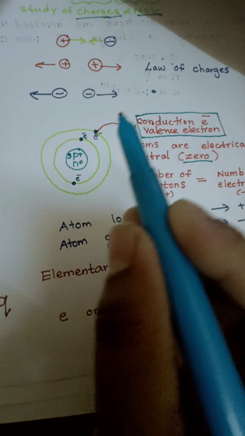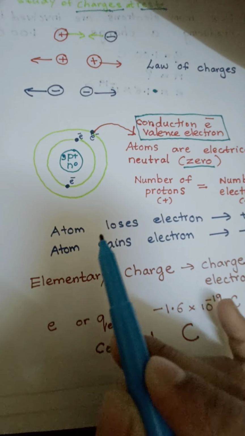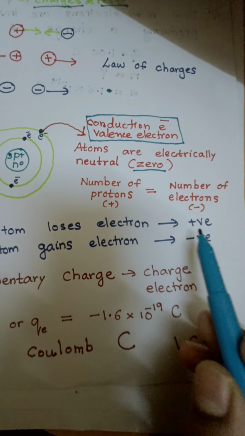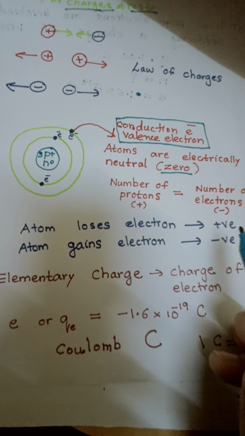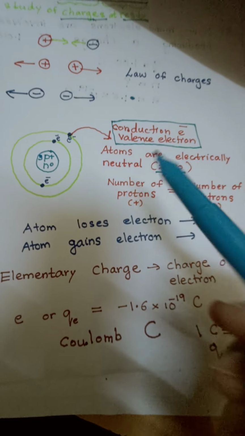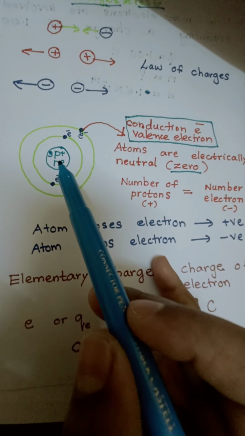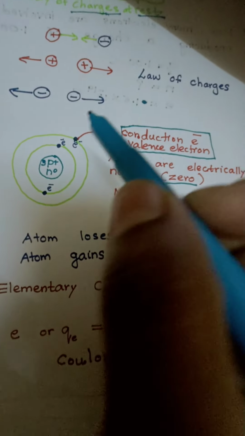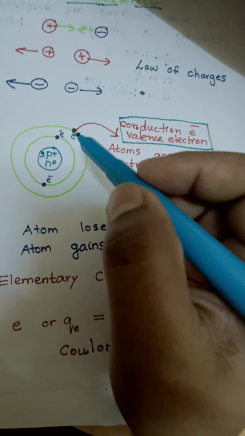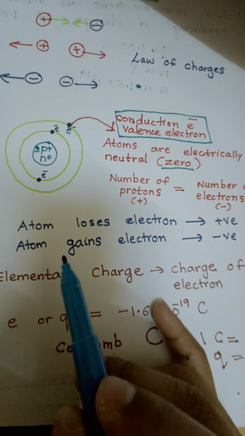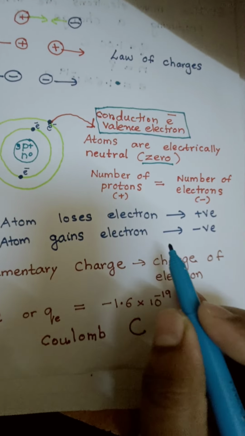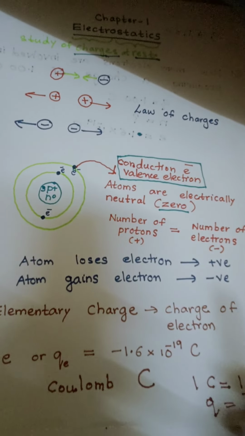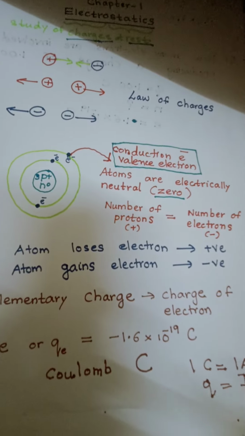Suppose this electron is going out, so the atom loses the electron. In this case, the atom will become positively charged, because it loses one electron and the number of protons will be more here. So it will be positively charged. Just like this, if the atom is getting one electron, then we can say the atom is gaining an electron, so it will become negatively charged. So that's how atoms attain a particular charge.